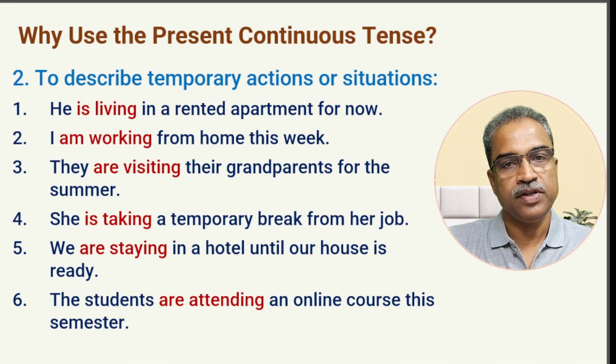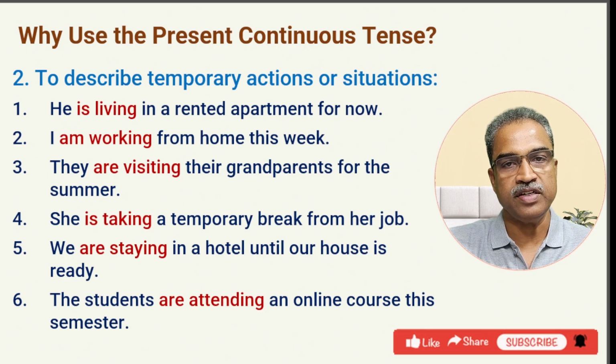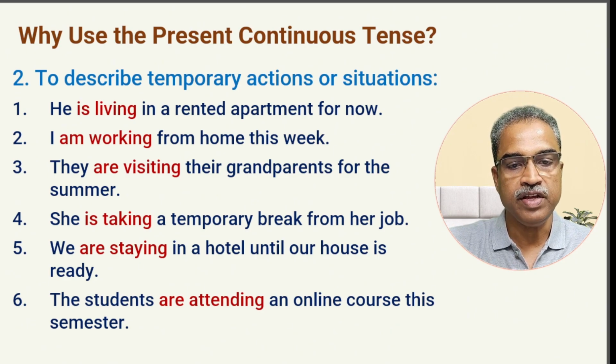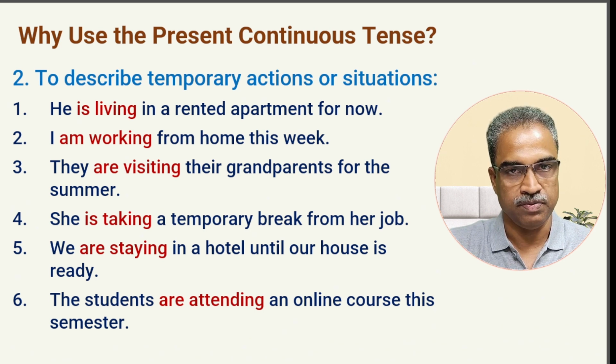We use present continuous tense to describe temporary actions or situations, which are not permanent. Temporarily, we are doing something. For example, he is living in a rented apartment for now. Right now, it's a temporary arrangement. Perhaps later he will shift to his permanent residence. So he is living in a rented apartment for now.